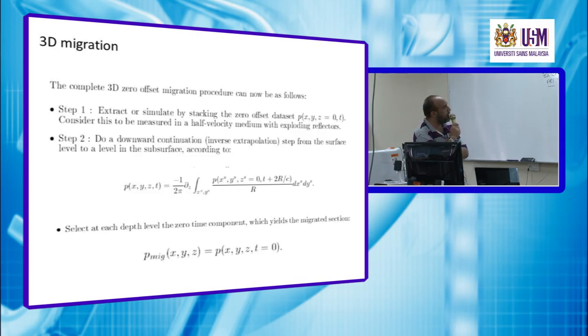And speaking about 3D migration, we are also working with Kirchhoff migration. For the 3D zero offset migration, we have 3 steps. The first one is to extract or simulate by stacking the zero offset data set. Can anybody tell me now what is a zero offset dataset?